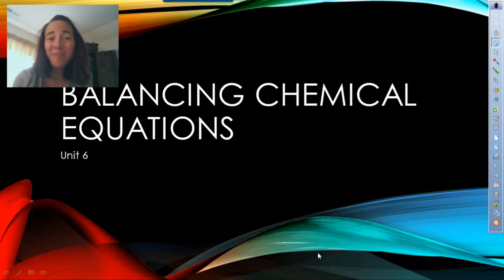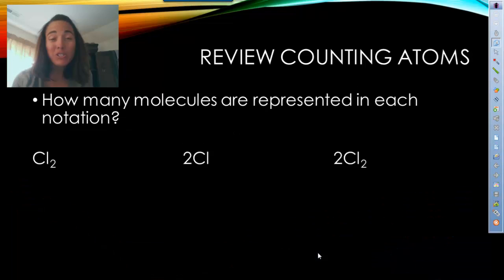Well, hi everybody. We're going to work this afternoon on balancing chemical equations. In order to balance an equation, you're going to have to be good at counting atoms in molecules. So I want to review that with you first. Now let's take a look at these three notations. I want you to think about how many molecules are represented in each notation. Now I've drawn a picture of each one of them to help you with this. So once you have picked some answers out, we'll see what they really look like.